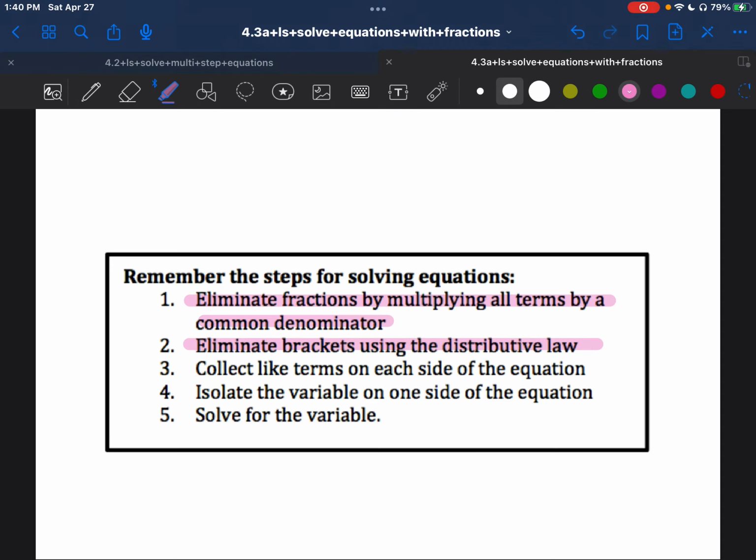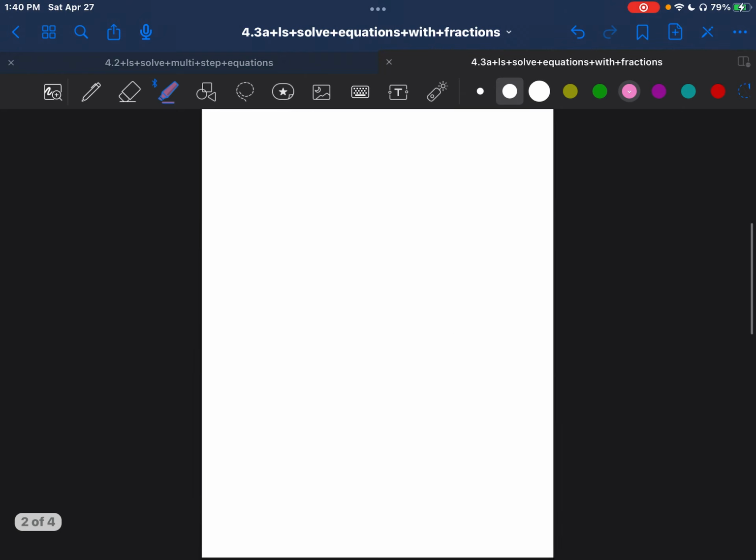Eliminate brackets using the distributive law. Okay, we know that. Collect like terms. Yep, that's easy. Isolate the variable. Yep, and solve for the variable. Okay.